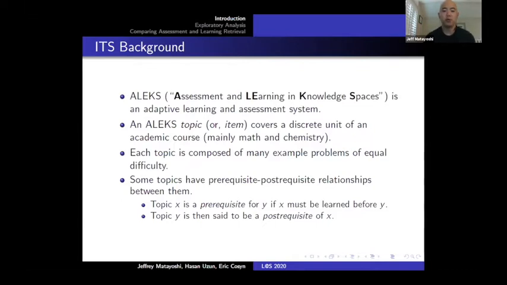And another important characteristic of these topics is that of the prerequisite post-requisite relationship. So we're going to say topic X is a prerequisite for Y if X must be learned before Y. So this just means that X contains some sort of core knowledge or skills that you need to learn before topic Y. And so in this case, topic Y is then said to be a post-requisite of X.